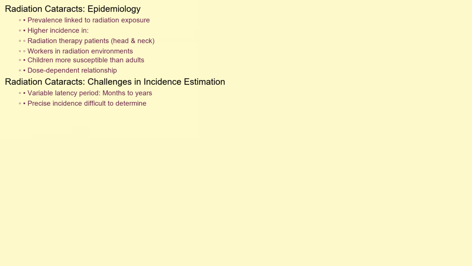The epidemiology of radiation cataracts is closely tied to the prevalence of radiation exposure. Individuals undergoing radiation therapy for head and neck cancers, or those working in radiation-prone environments, have a higher incidence. Children are generally considered more susceptible than adults due to the rapid proliferation of cells in the developing lens. Estimating the precise incidence is challenging due to the variable latency period between exposure and cataract development, which can range from months to years. However, studies consistently show a dose-dependent relationship, meaning higher radiation doses are associated with a greater risk and earlier onset of radiation cataracts.